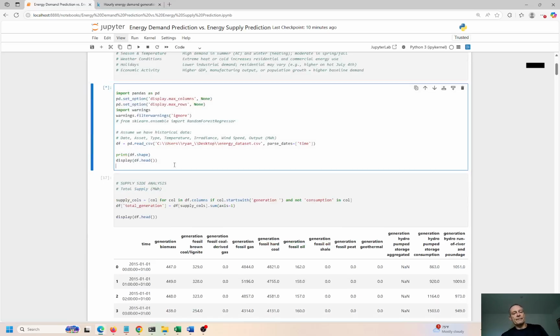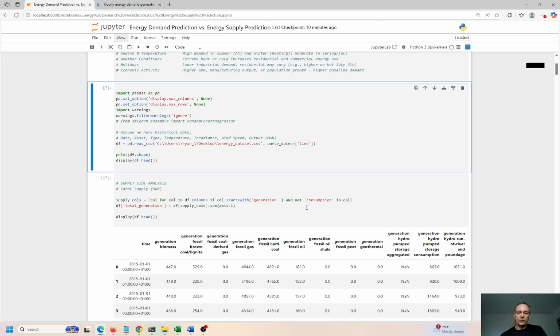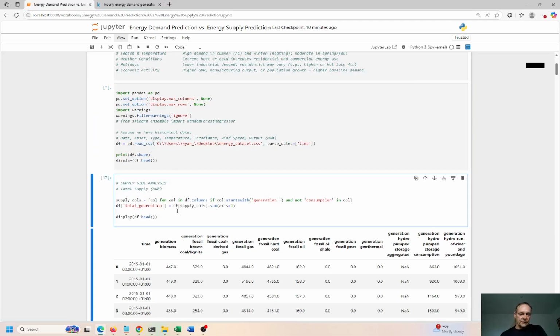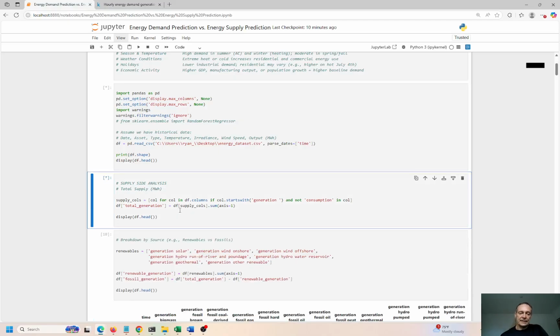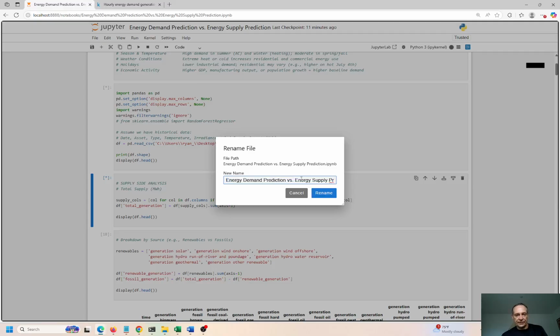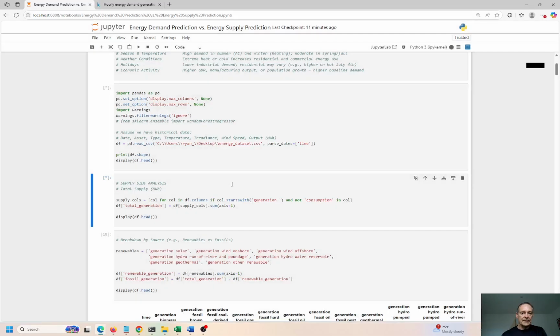So I went ahead and just imported the data. So we have this in the data frame right here. And I'm going to go ahead and display what is in the data frame here, okay? So we'll start with the supply side analysis. I put demand first. Let me change this around. Energy supply side. Okay, waiting for the view to come up.